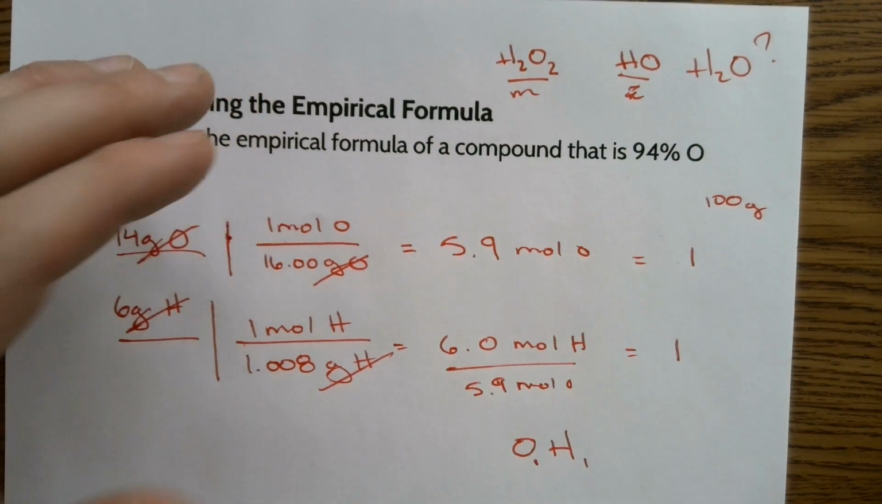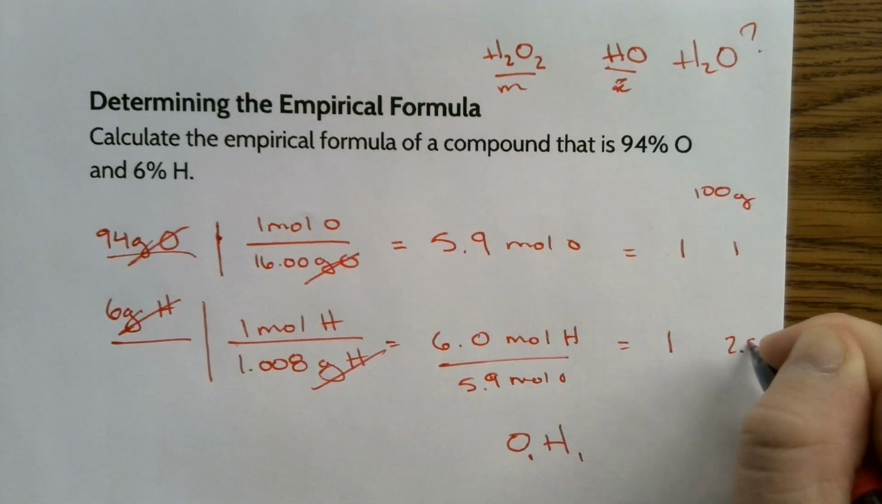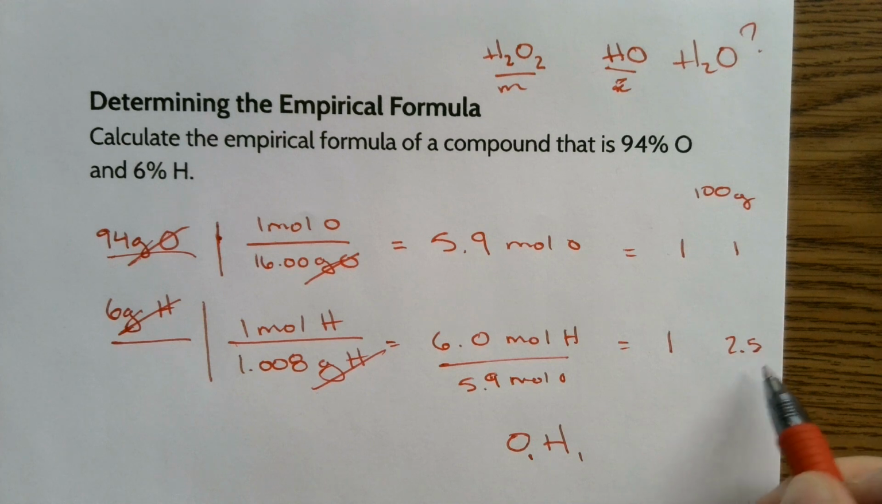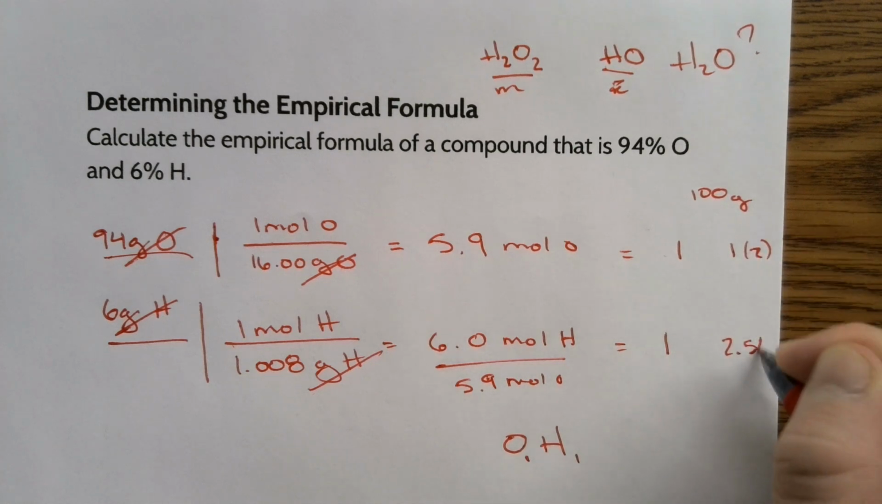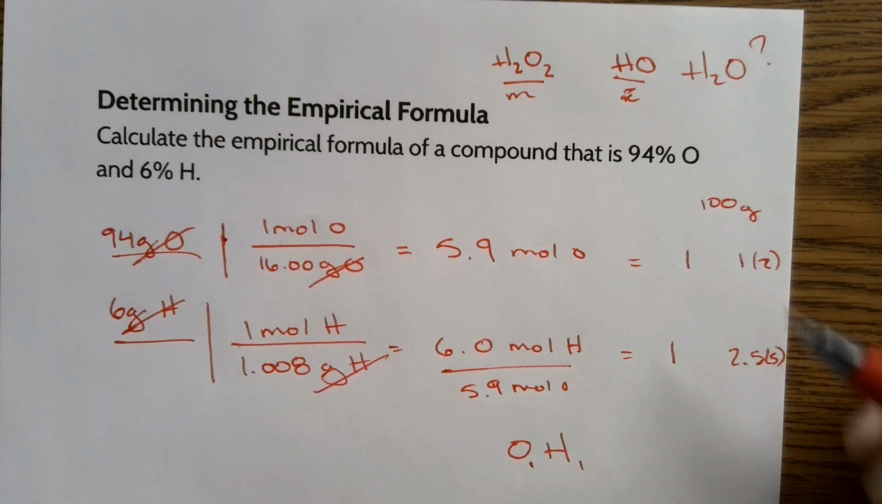Okay? But what happens if you get something like 1 and 2.5? Well, you can't work with a half. You have to have a whole. So we'll have to multiply the whole thing by 2. So we're going to have 2 of something for every 5 of something. Okay? And if you're having trouble with this, come talk to me and I can help work out a problem with you. There is a practice problem that's like this.